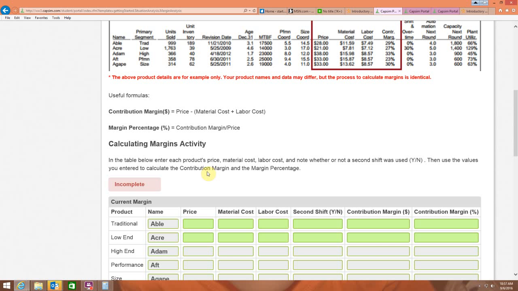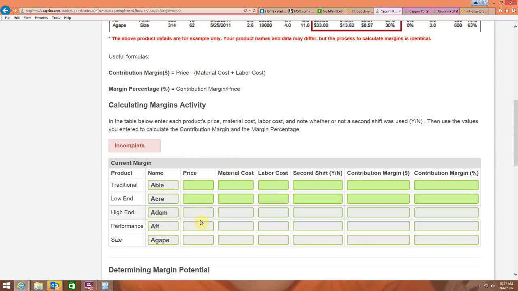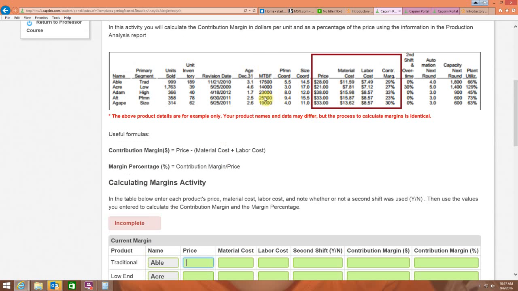And margins are, in our case, we're going to talk about contribution margin, which you could also probably call a gross profit. It'd be basically the same as gross profit margin. I'm sorry, gross profit margin. Gross profit is the dollar amount. Gross profit margin, or contribution margin, is the percentage.